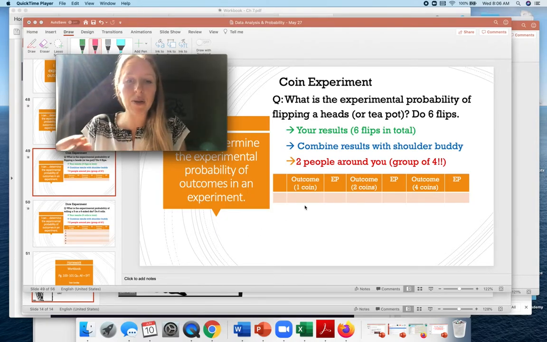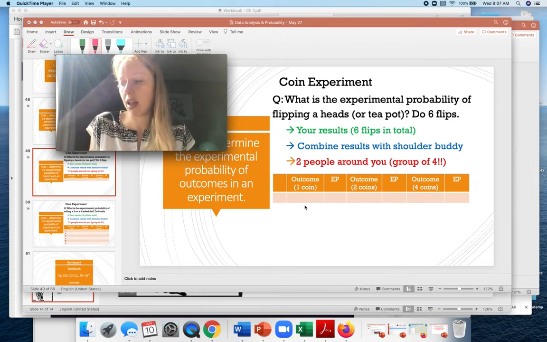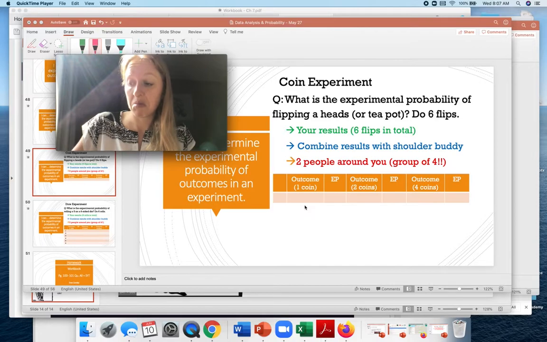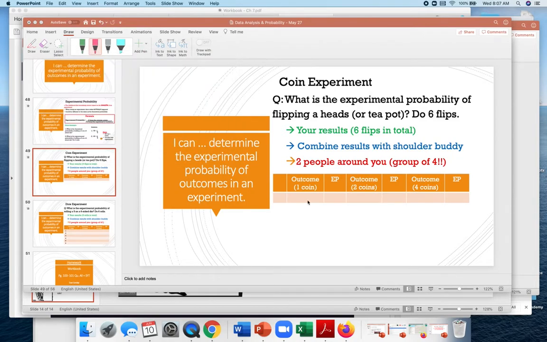But if I was to flip my coin 6 times, okay, heads, tails, heads, heads, tails, heads. Okay, so I got 4 out of 6. I got 4 heads out of 6 flips, okay? So I got 4 heads. My experimental probability was 4 out of 6 times.